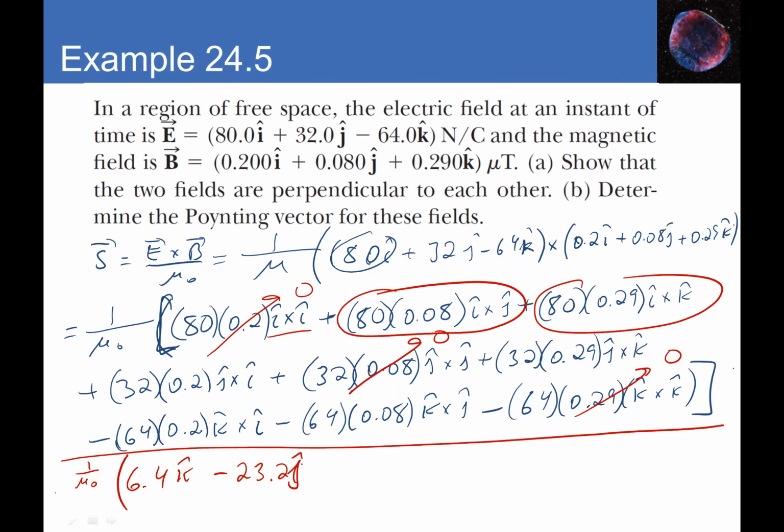All right. So then the third term over there, 32 times 0.2. So that gives me negative 6.4. And if I do i hat cross j hat, that gives me k hat. Now this term over there, 32 times 0.29. So that's going to give me 9.8 i hat, so it's j hat cross k hat.